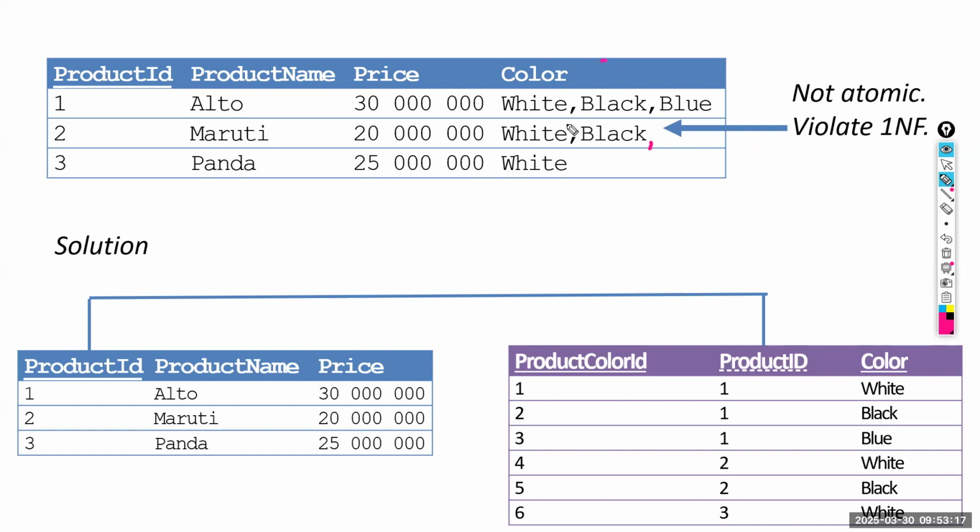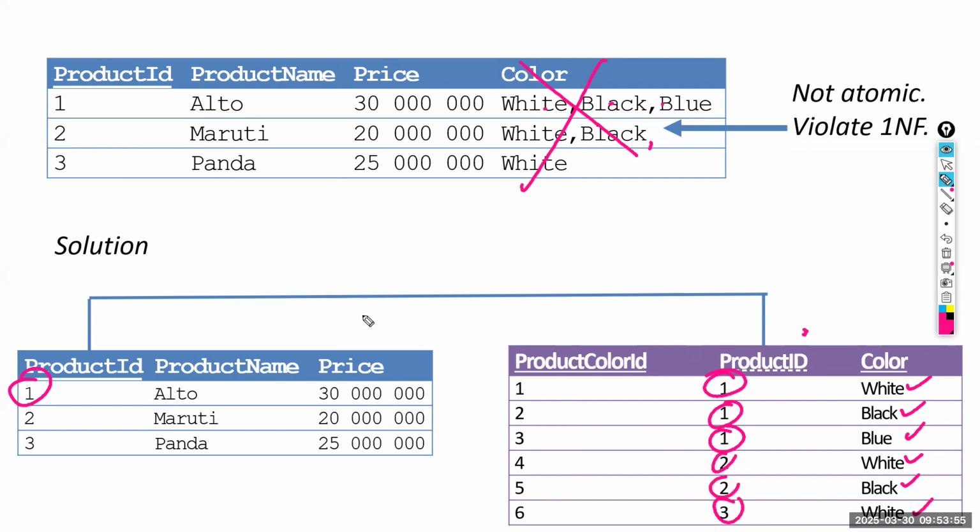So the solution is take this out, create another table. But in that table, you are not just keeping colors for that particular product. So that is why product ID is a foreign key. So for the Alto product, you can have white, black, blue, same thing, white, black, blue. But now those are 3 records. And here we have a surrogate primary key: 1, 2, 3, 4, 5, 6, 7, 8. And for Maruti, product ID 2, you have white and black. And Panda, product ID 3, you have only white.